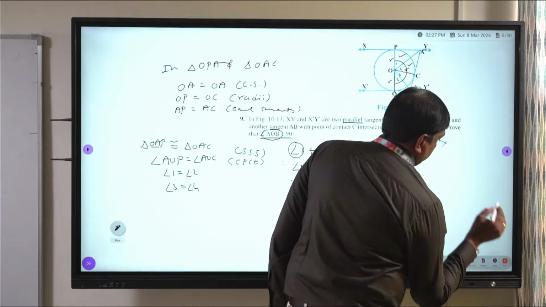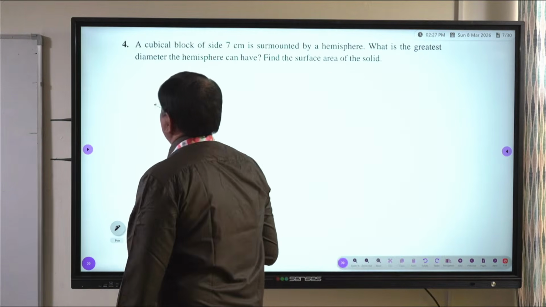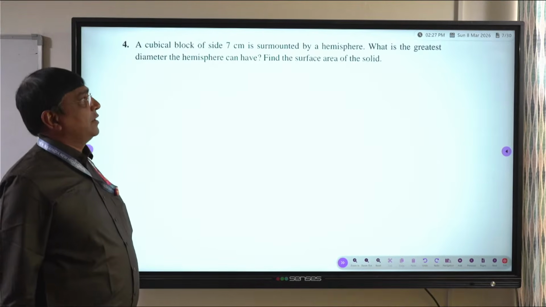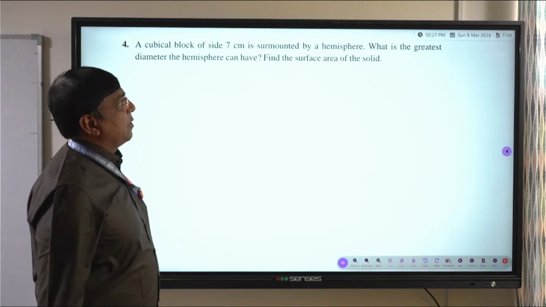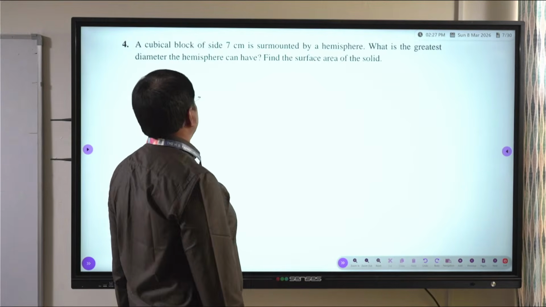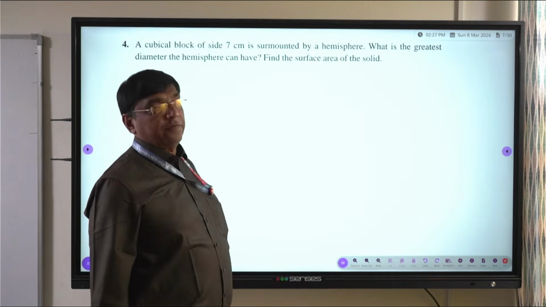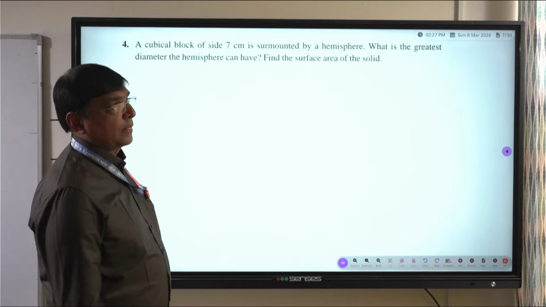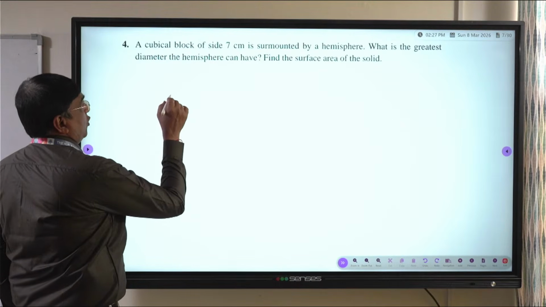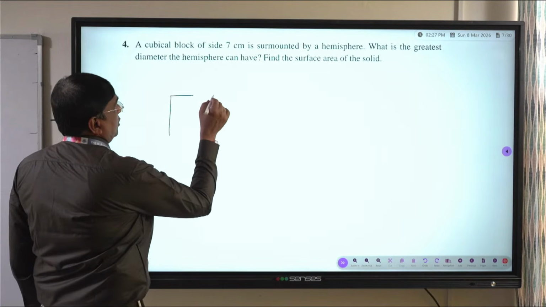Now go to the next doubt. A cubical block of size 7 cm surmounted by hemisphere. What is the greatest diameter? And find the surface area of the solid. That is of chapter 12, surface area and volume. So it is a cube.